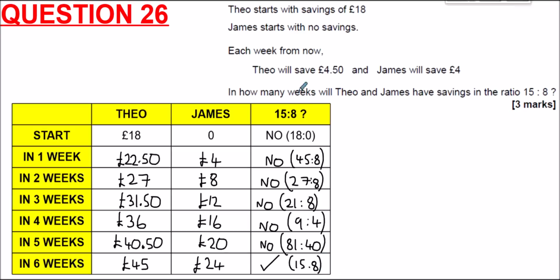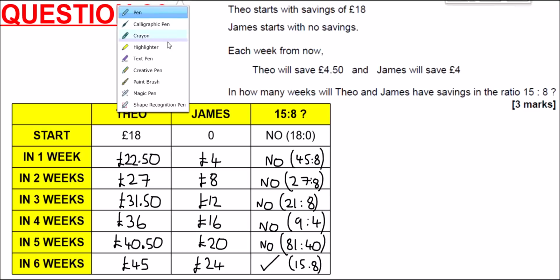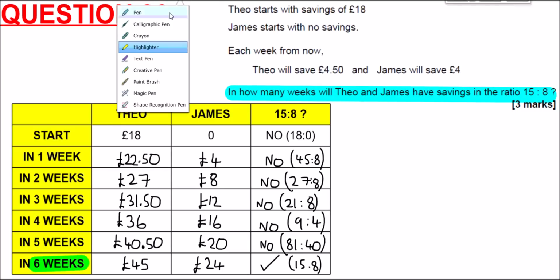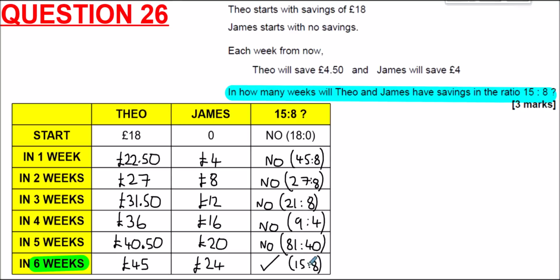And so in how many weeks will Theo and James have savings in the ratio 15 to 8? We've just calculated that. They have savings of 15 to 8 after 6 weeks. So final answer is we need to put after 6 weeks. They'll have savings in that particular ratio.